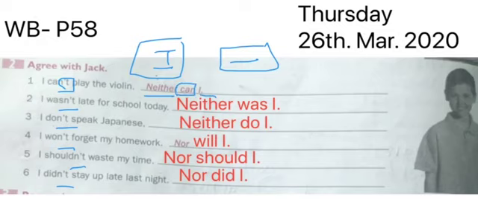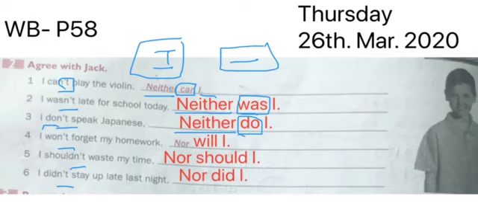Number 2, I wasn't late for school today. Start with "neither" because it's negative. Then the auxiliary verb "was," which is a suitable auxiliary verb for "I." Then the subject "I." Number 3, I don't speak Japanese. Also start with "neither" because it's a negative statement. Then the auxiliary verb "do" because we have it already in this statement.